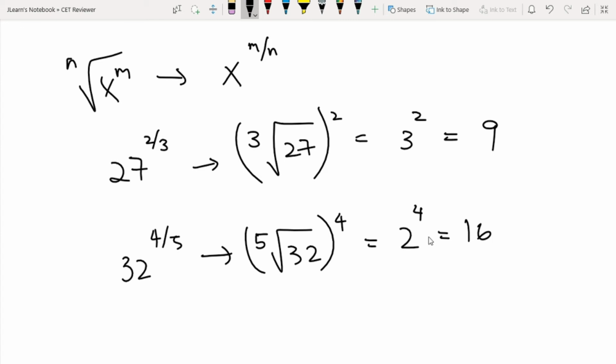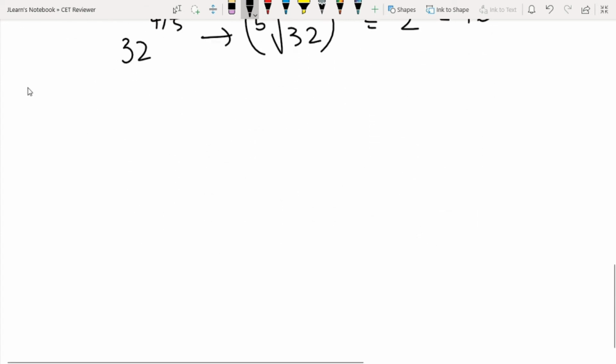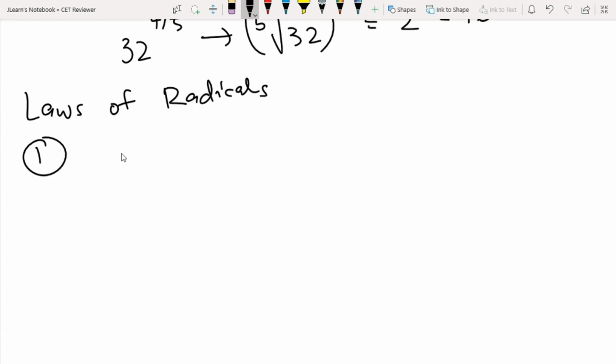So, let's lay some laws, no? Laws of radicals. The first law states that the nth root of x raised to n will be equal to x. Okay? Ganun lang kadali.